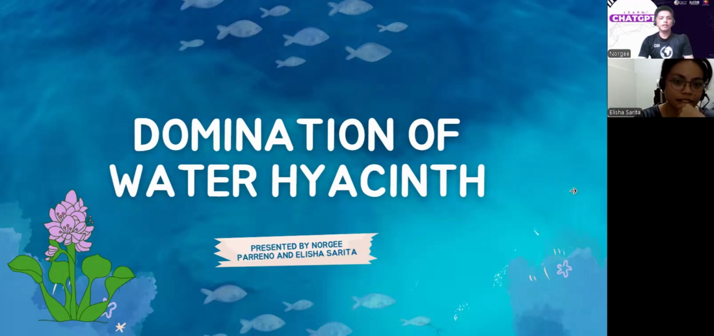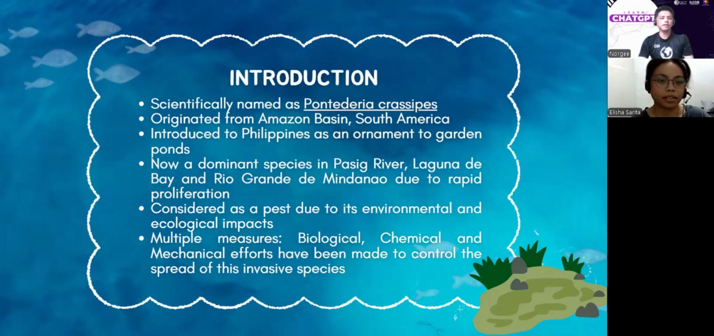Water hyacinth is an invasive species, and there were several reports that it is considered to be one of the most productive plants on Earth, capable of yielding over 200 tons of dry matter per hectare annually under normal conditions. This is according to the report of imwi.com.ph. It is commonly known as water hyacinth and scientifically named Pontederia crassipes. It originated in the Amazon basin of South America, and it was introduced to the Philippines as an ornament to garden ponds.